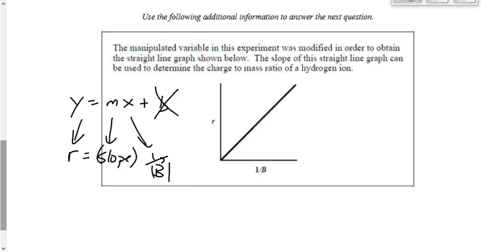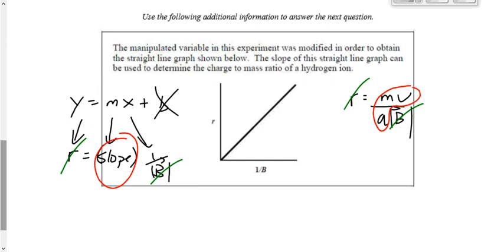Okay, next equation comes from our data sheet. Maybe we have to derive it. Turns out it's going to be R is equal to mv over qB. It's that one we derived a couple questions ago. Let's cross off R, because it appears in both. Cross off B, because it appears in both. We're left with slope over here is equal to mv over q.